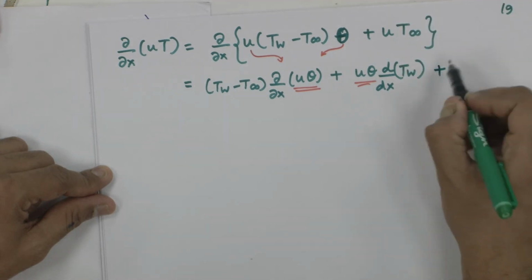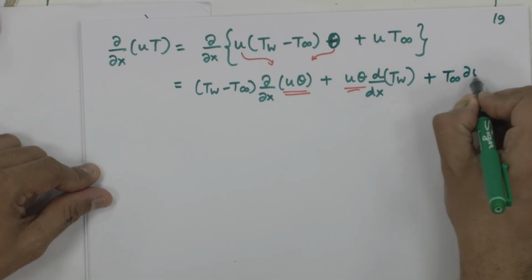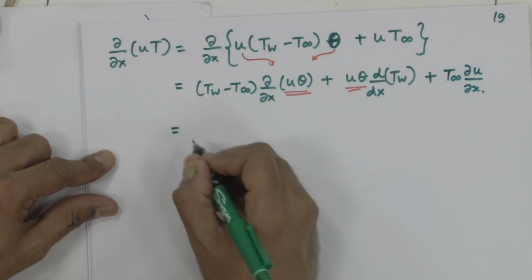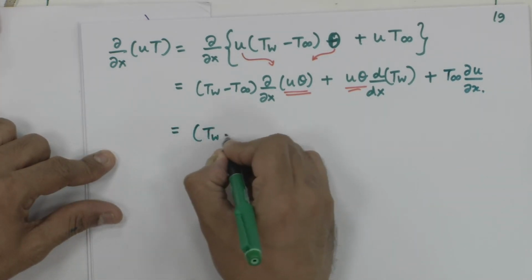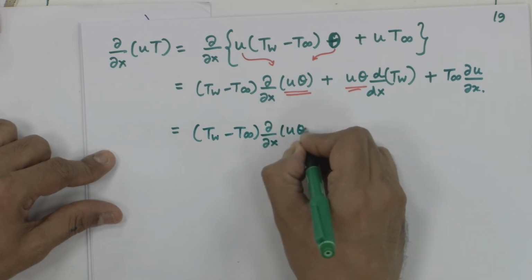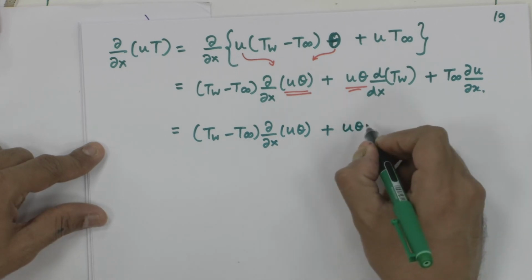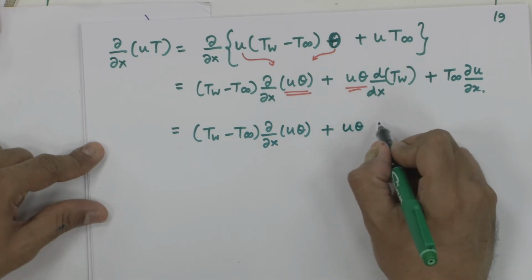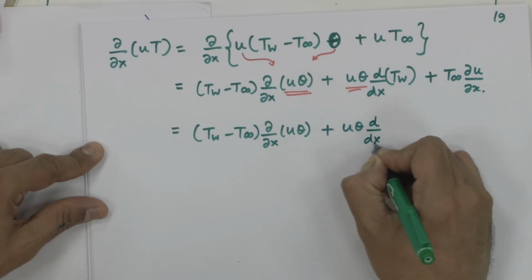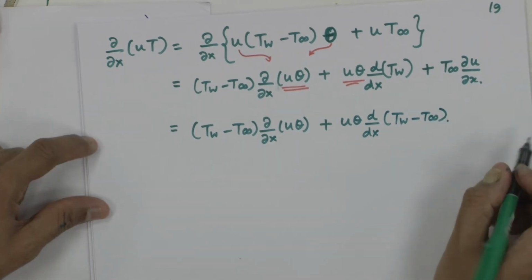What is the third term here? T infinity is a constant, so it comes out of du by dx. So, this term is nothing but (T wall minus T infinity) d by dx of u theta plus u theta d by dx of (T wall minus T infinity), okay.